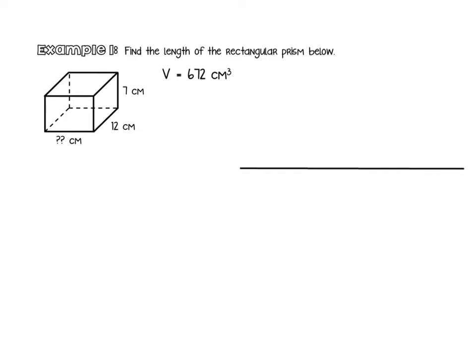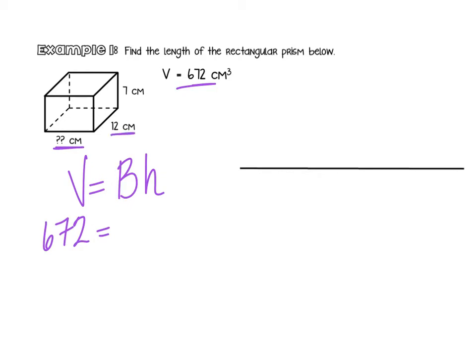All right, find the length of the rectangular prism below. This one's a little different. We are given the width and the height, and we're solving for the length. Again, I'm going to start with my volume equation. Volume equals area of the base times height. I know my volume is 672 centimeters cubed. My base comes from length times width. I don't know the length, so I'm going to put L. Sometimes I use a cursive L for that. L is going to be multiplied by 12, and then by my height, 7.